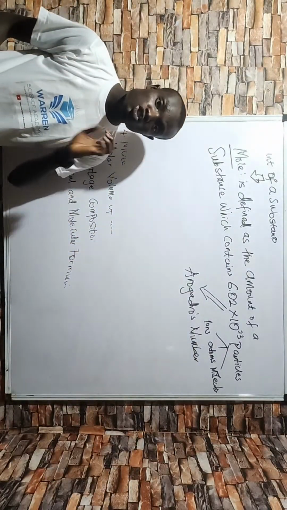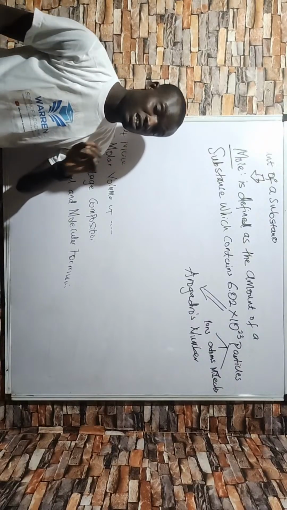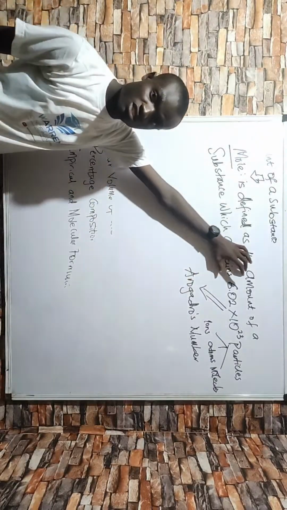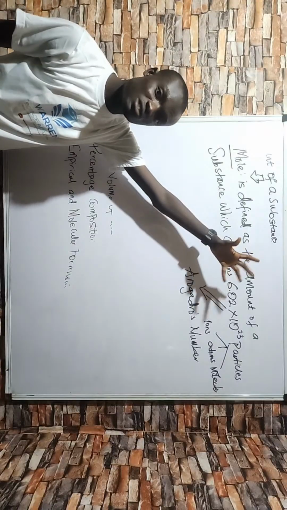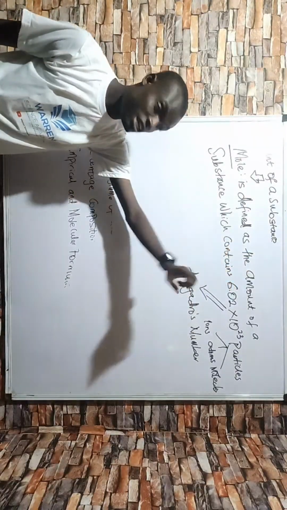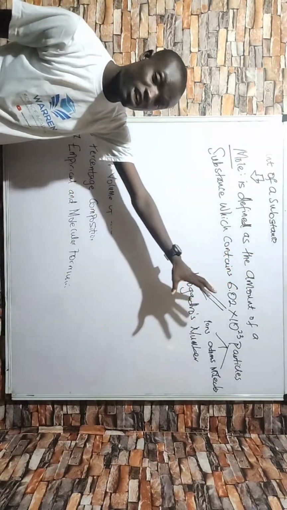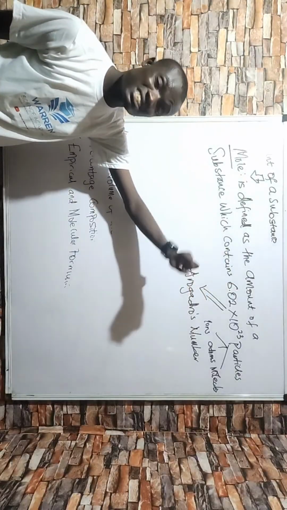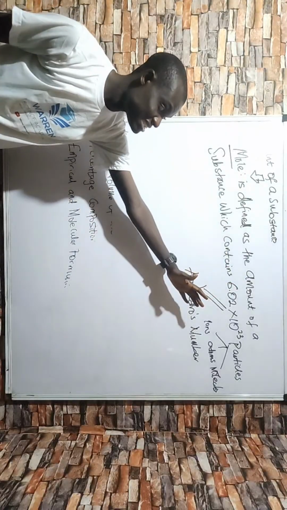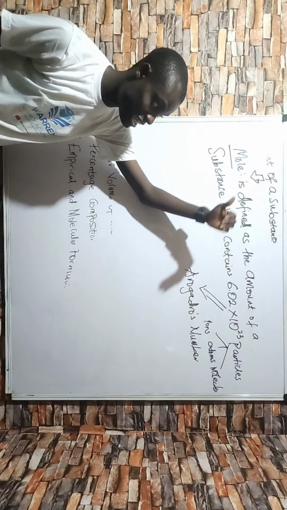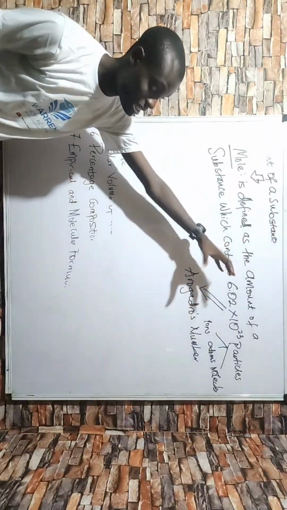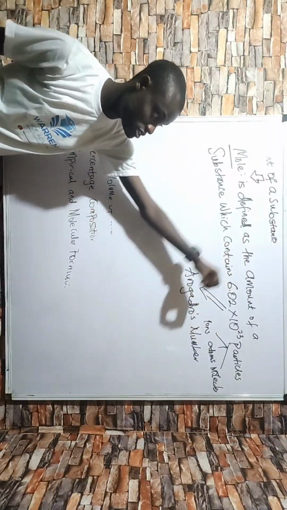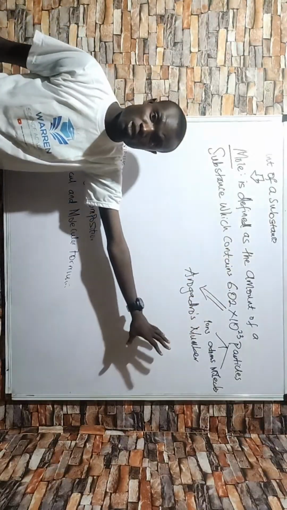Again, I will urge students, if you are watching this video currently, it is very important you memorize this. It's a constant. It's 6.022 times 10 to the power 23 particles. If you are talking about ions, it is 6.02 times 10 to the power 23 ions. If you are talking about atoms, this number of atoms. If you are talking about molecules, this same number of molecules.